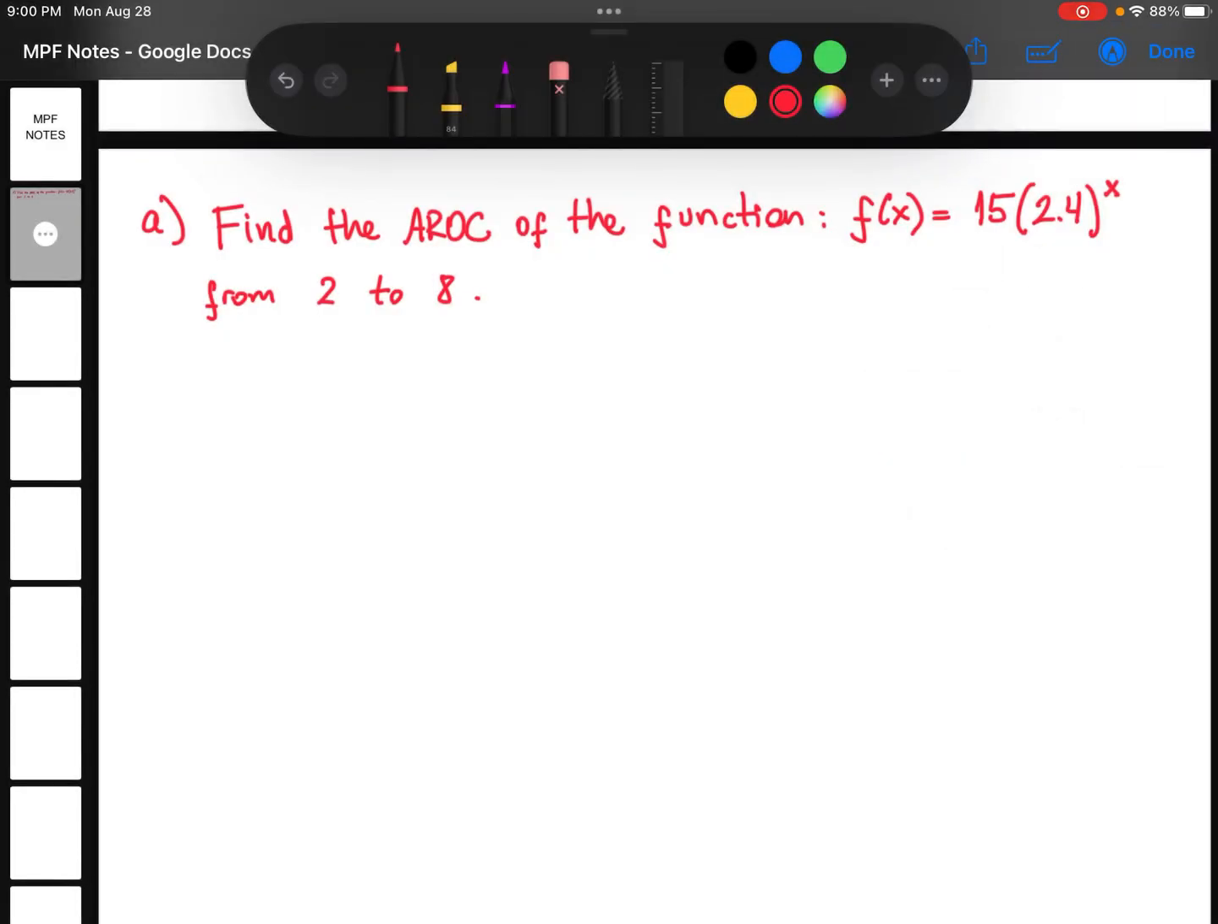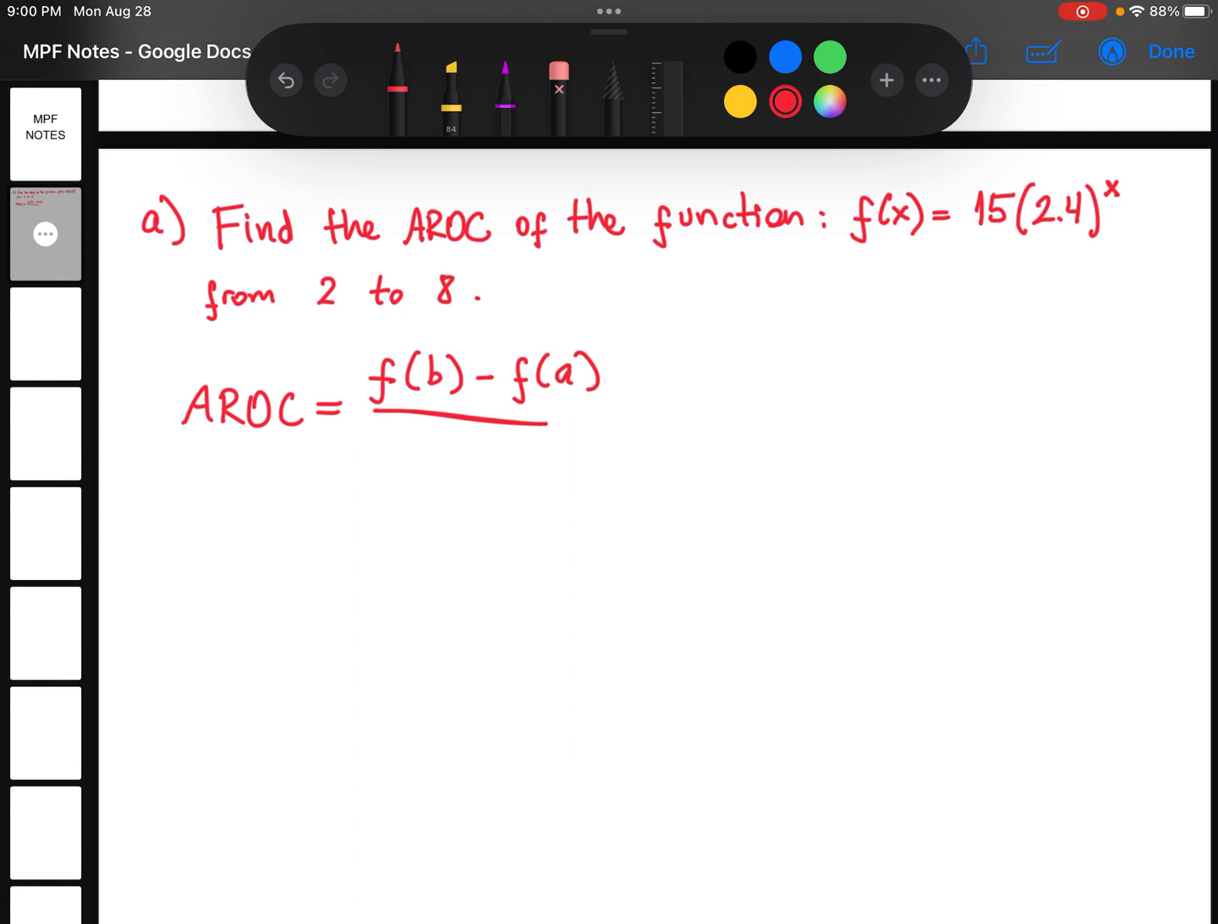Okay, it is time to take a look at how we find the average rate of change of a function. So we need to take into account that the formula to find this average rate of change is as follows. The function evaluated at the right side of the interval, which means f of b, minus the output of the function evaluated at a, or the left side of the interval.